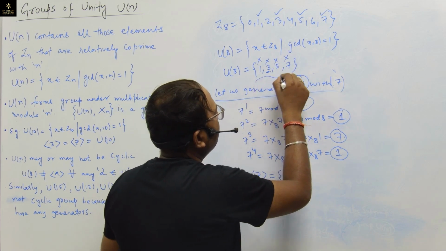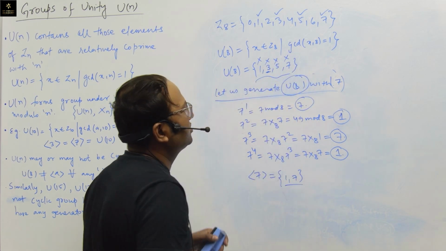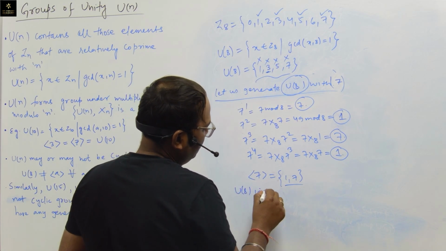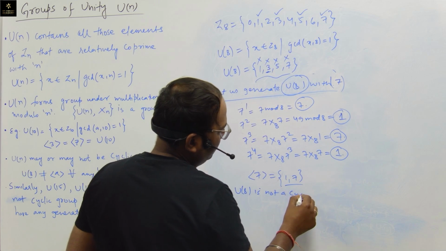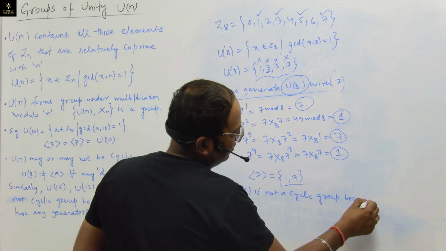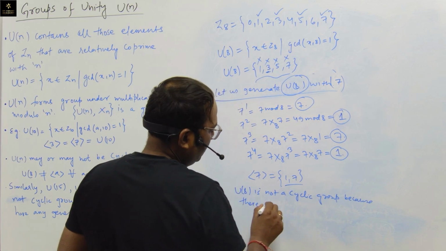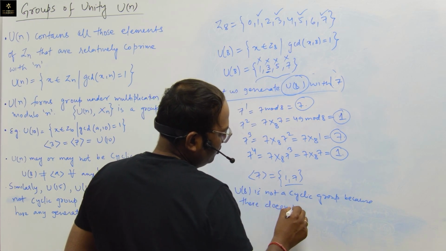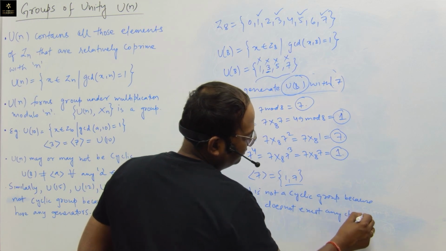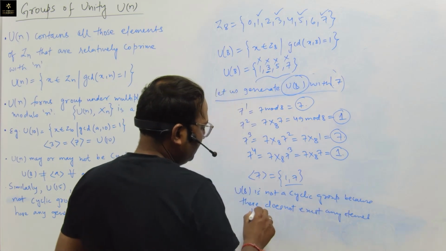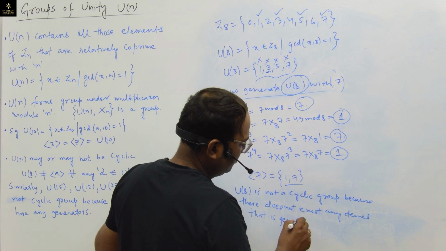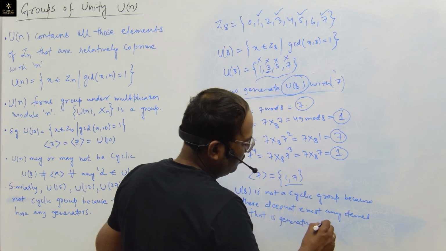So there is not a single element that is generating U8. This means U8 is not a cyclic group, because there does not exist any element that is generating the whole group.